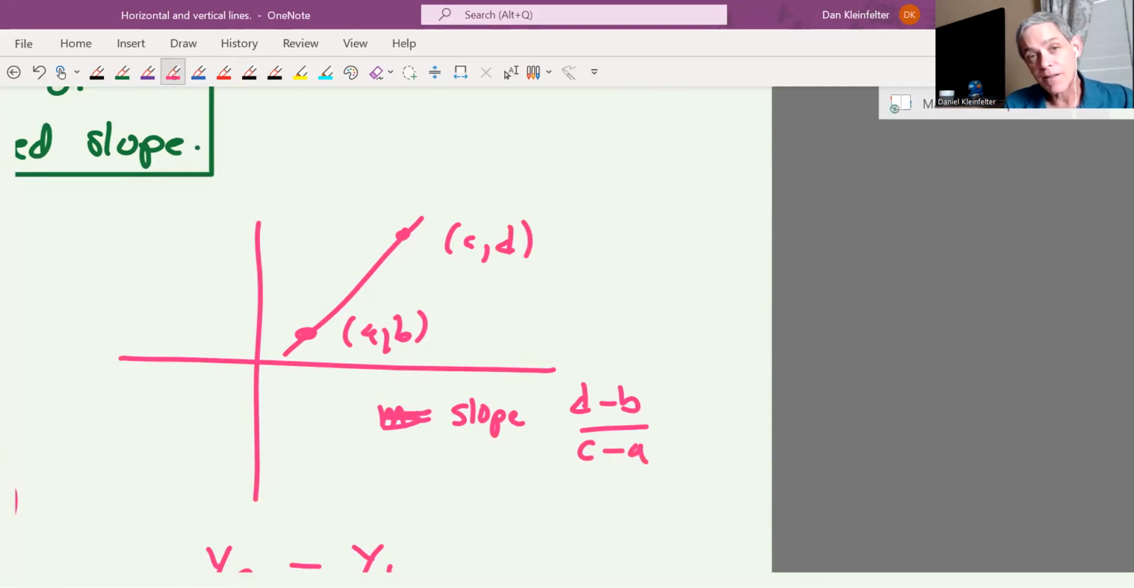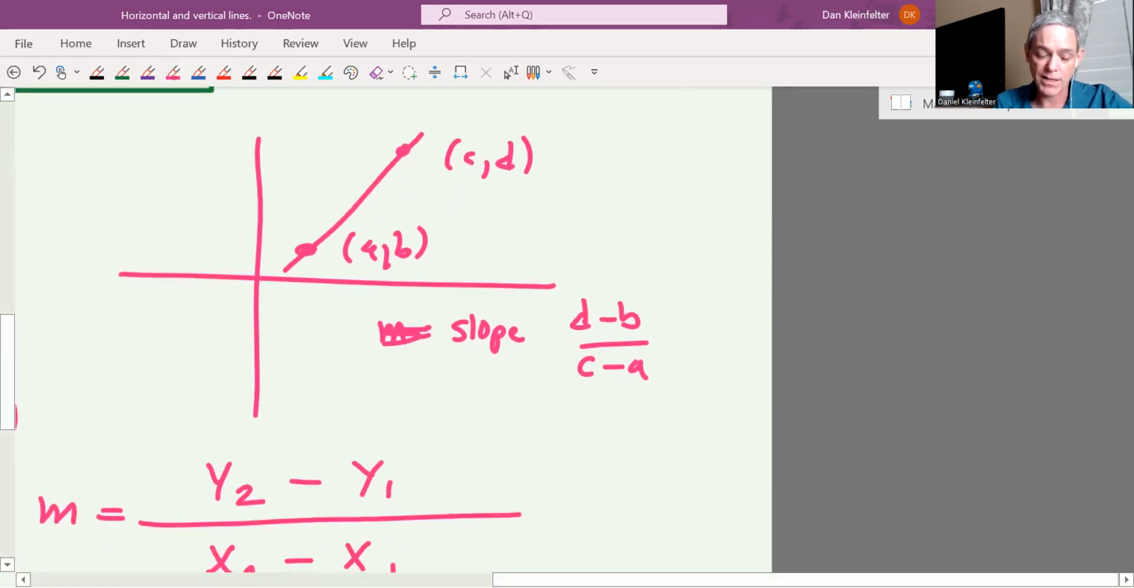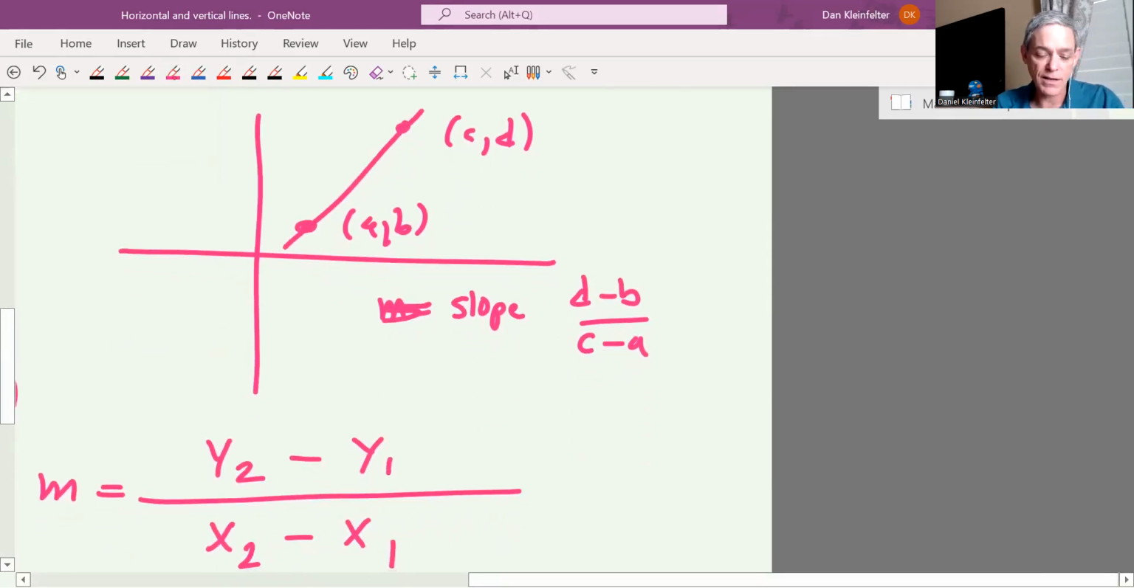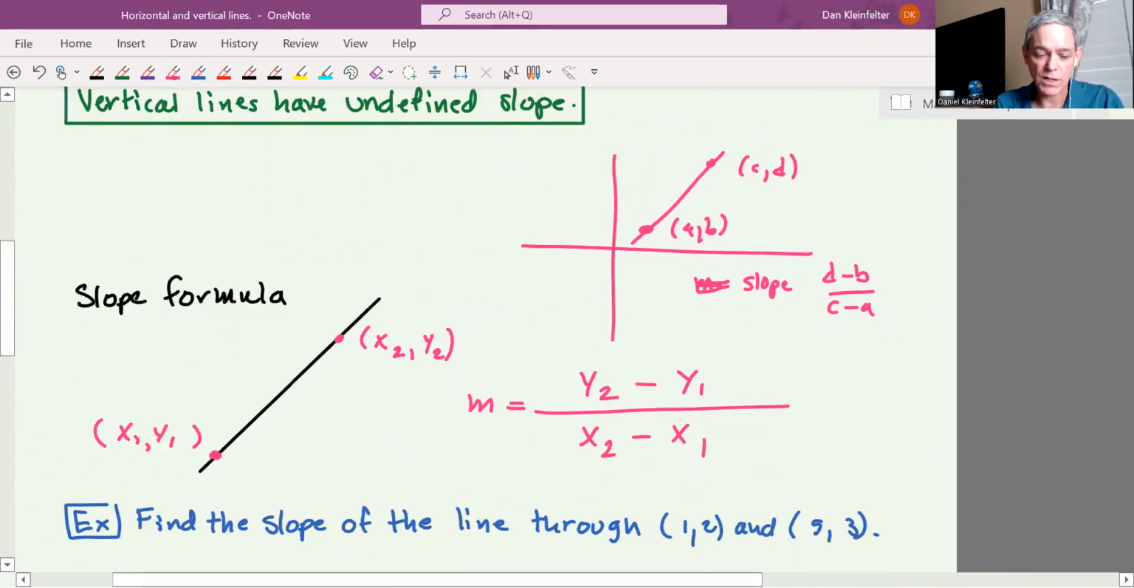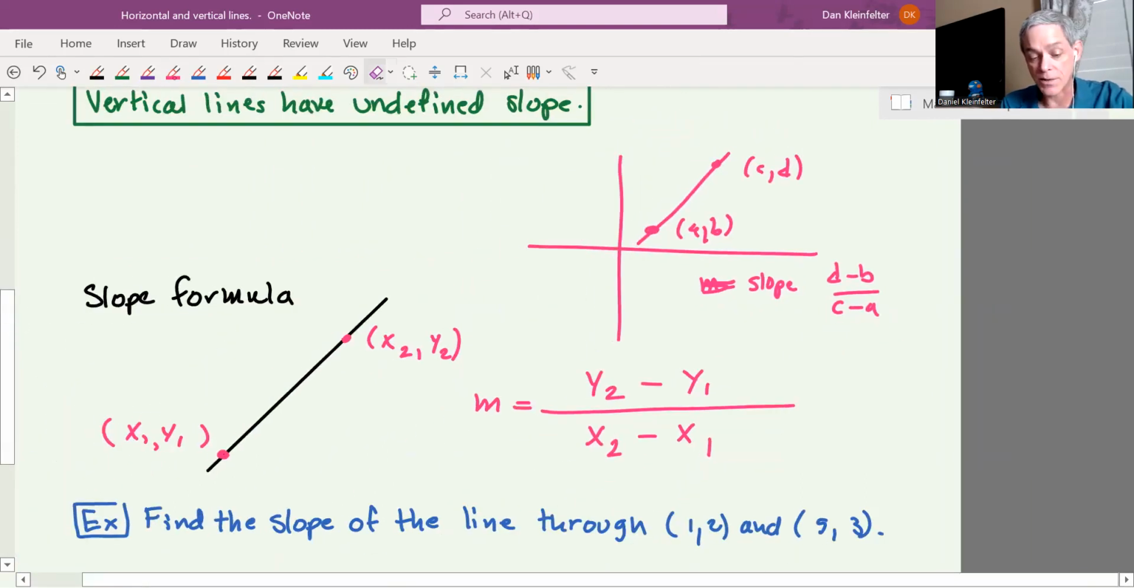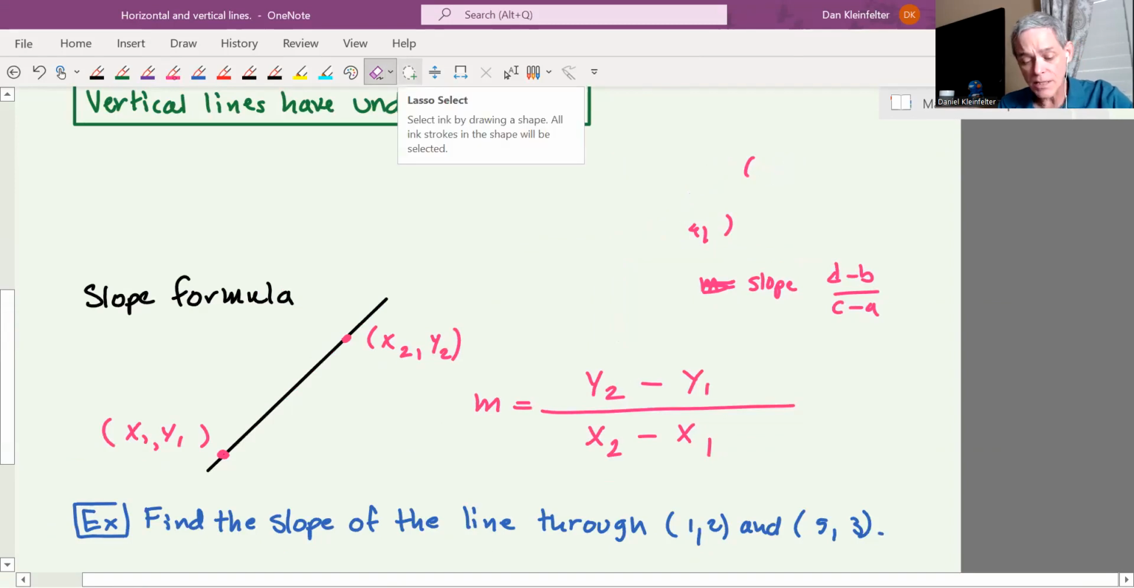Having it that way, you have to remember how the picture is labeled in order to remember which one's which, right? It's easier just to think, okay, the difference of the two y coordinates divided by the difference of the two x coordinates. That's easier than if we'd labeled it with all different letters. That's why we use x1 and x2 and y1 and y2, to make it easier to remember.